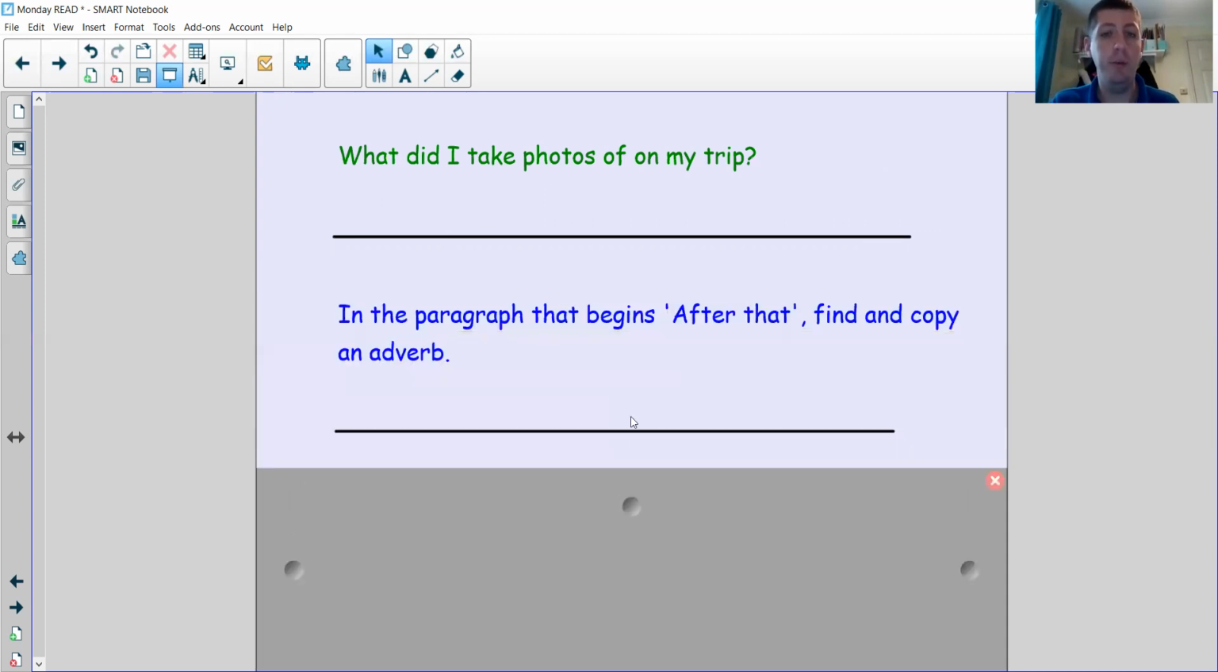In the paragraph that begins after that, so we know where we're looking now, find and copy an adverb. Now it says find and copy, which means that I have to look for it and I have to copy exactly what it says. I can't make it up. And an adverb we looked at last week, an adverb's job is to describe the verb. Now, we know that lots of adverbs, not all of them, but lots of them end in ly. So that could be a clue we could look for.